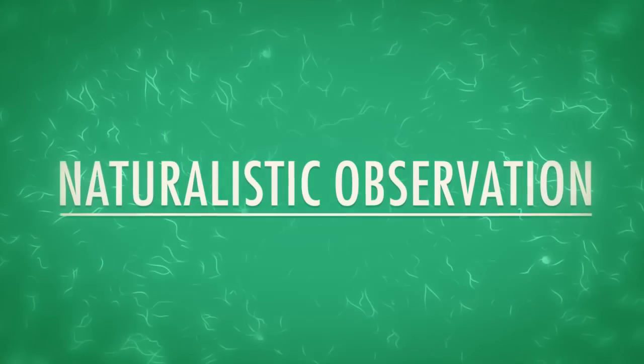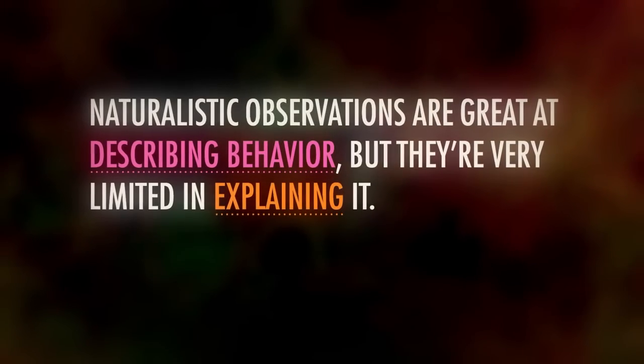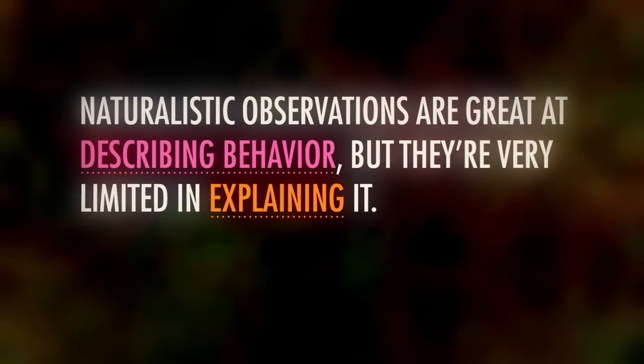Another popular method of psychological research is naturalistic observation, where researchers simply watch behavior in a natural environment, whether that's chimps poking anthills in the jungle, kids clowning in a classroom, or drunk dudes yelling at soccer games. The idea is to let the subjects just do their thing without trying to manipulate or control the situation. So yeah, basically just spying on people. Like case studies, naturalistic observations are great at describing behavior, but they're very limited in explaining it.